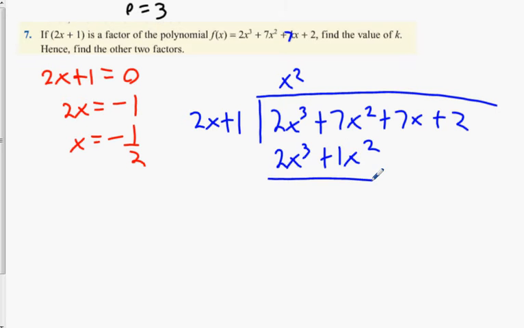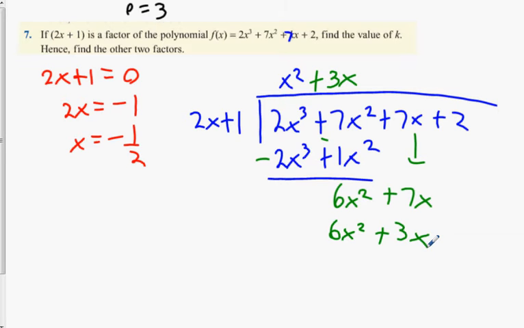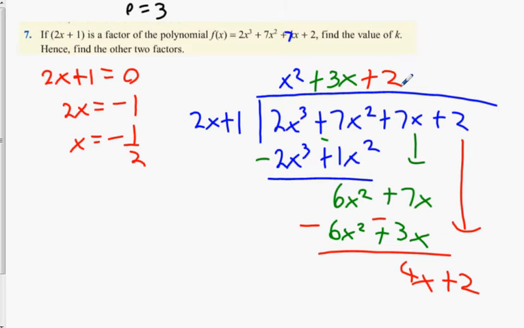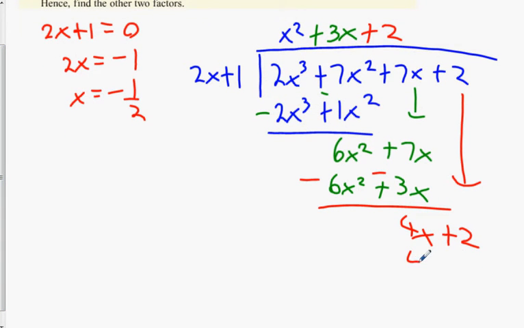And then what? Change signs. Then what? Next, 3x. 6x squared plus 3x. Change signs. Plus 2. Multiply it out, yeah? Minus 4x minus 2. X plus 2. Double minuses makes a 0.